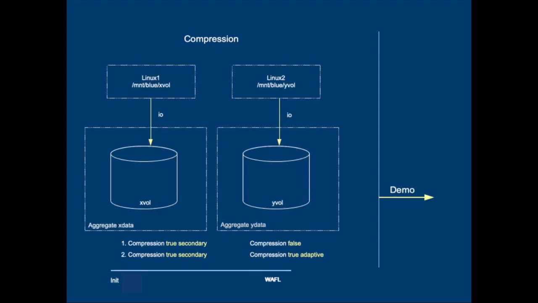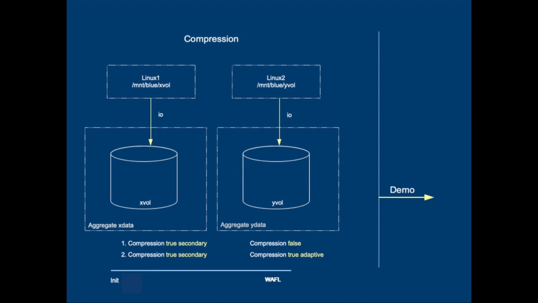Now, the demo on compression is pretty straightforward. I have two aggregates, X data and Y data, and I have two volumes, XVol and YVol, in the respective aggregates. Then, from two Linux terminals, I will create some files in both volumes at the same time. The X volume will be compressed with secondary compression, so 32 kilobyte compression groups, and the Y volume will get no compression. Then we'll check the outcome after the I/O is done.